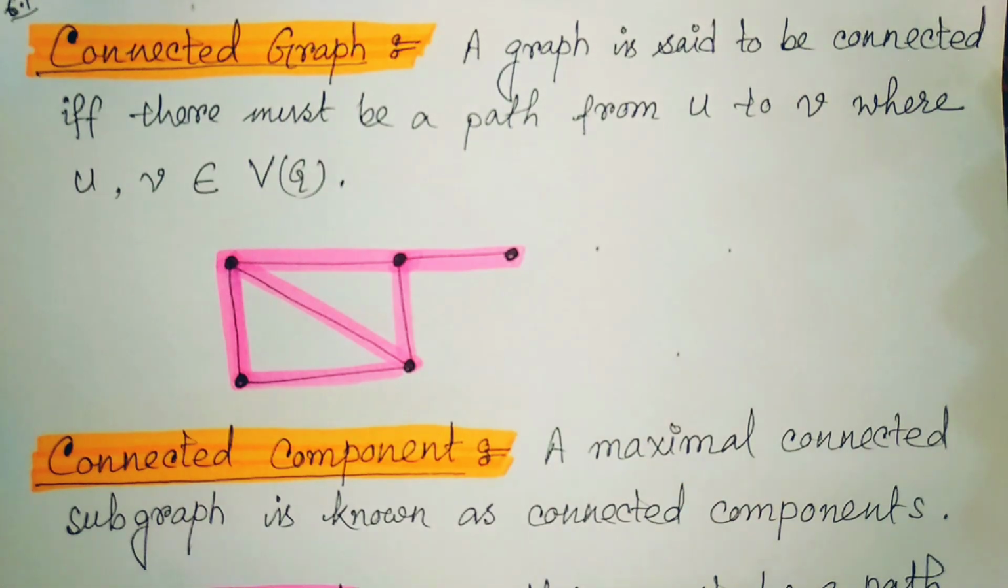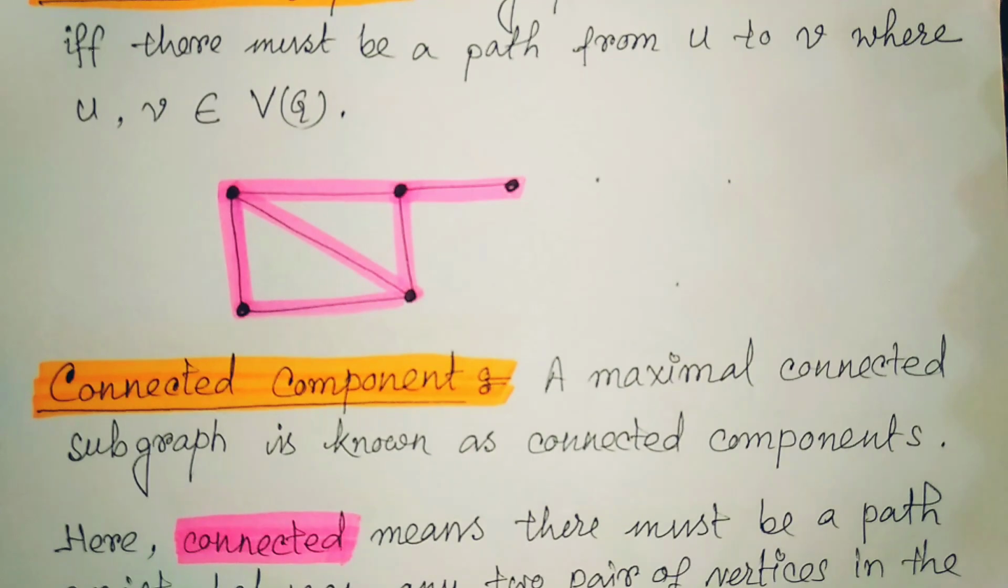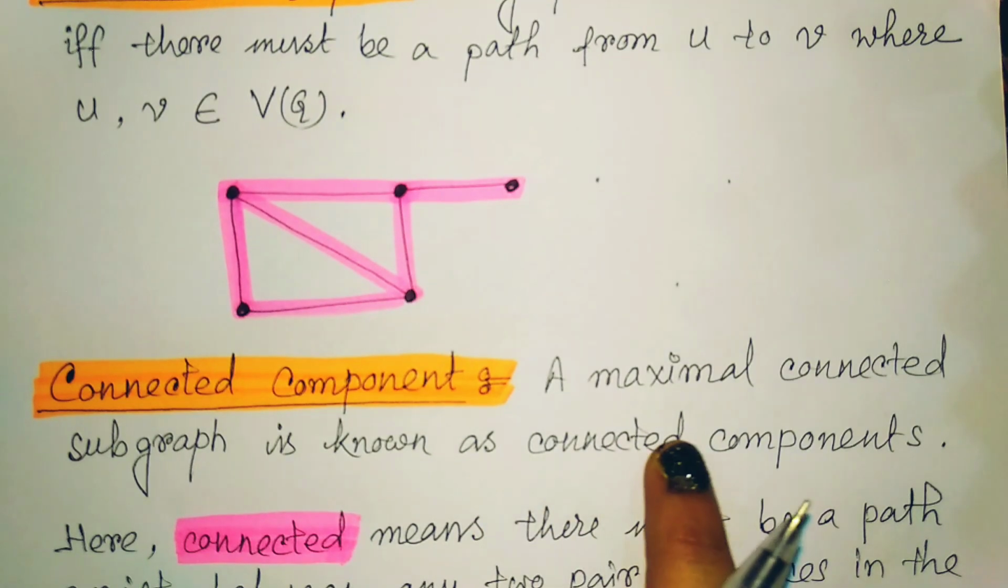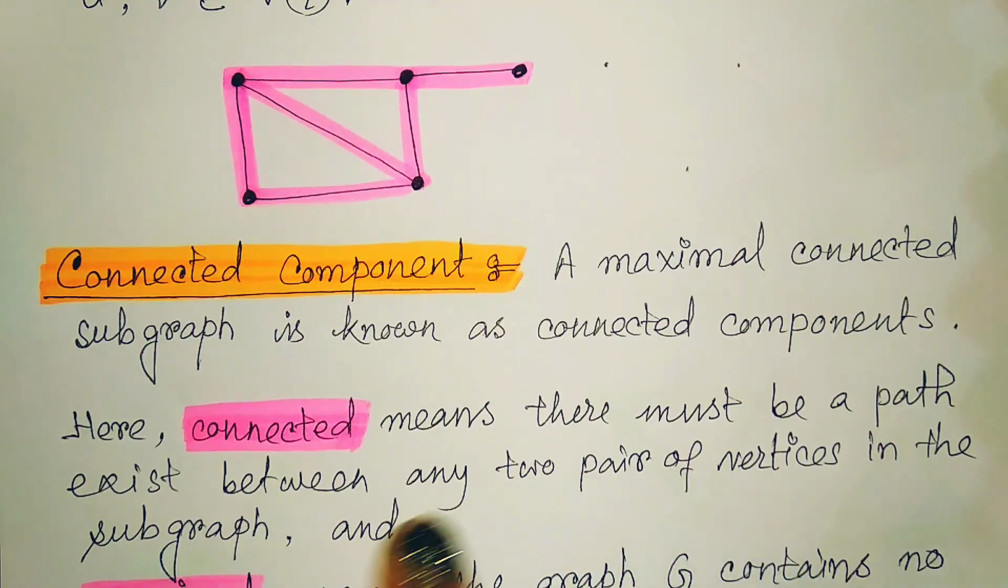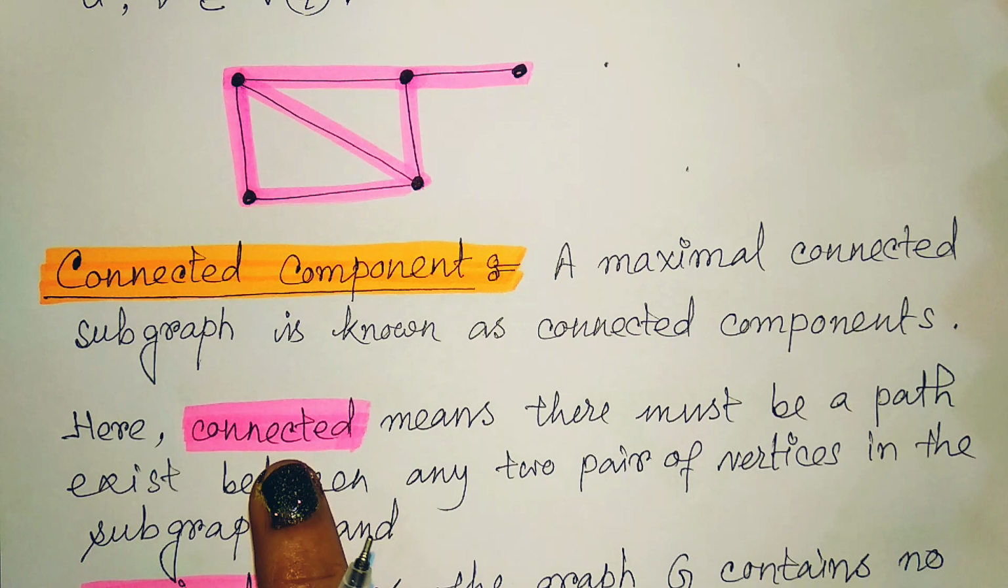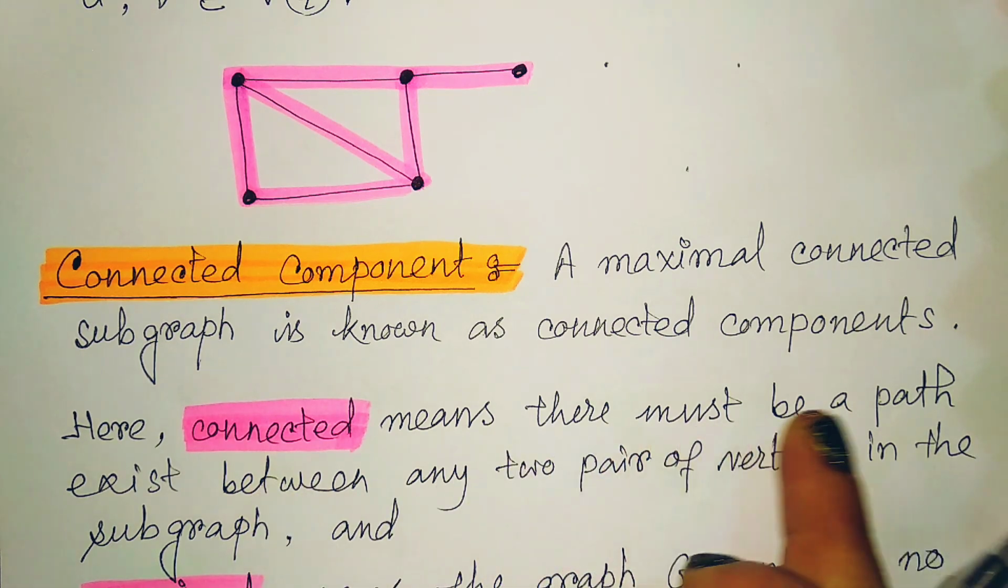So from the connected graph, we will find out the connected component. So what is a connected component? A maximal connected subgraph is known as the connected component. What does it say? A maximal connected subgraph is known as the connected component.